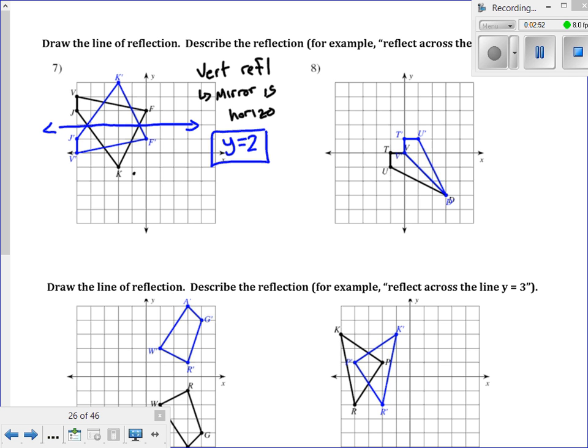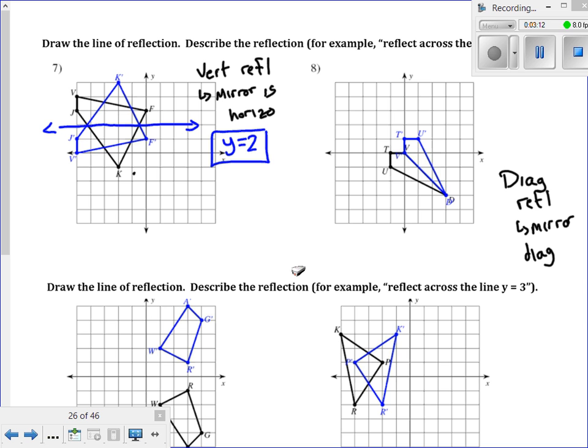Here we have a diagonal reflection, right? If you look very, very carefully, T and T prime, U and U prime, it looks like it's a diagonal reflection. Well, that's probably an indicator, right? So we have a diagonal reflection, which should tell us that our mirror is also diagonal.